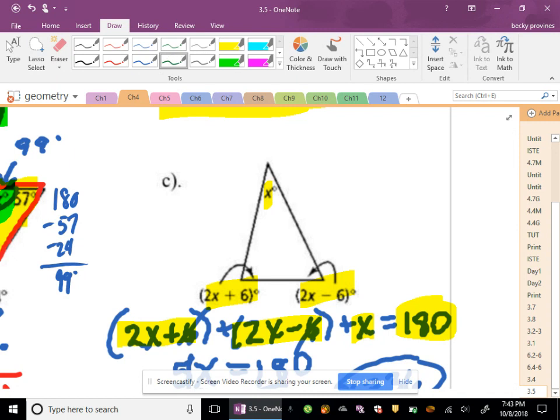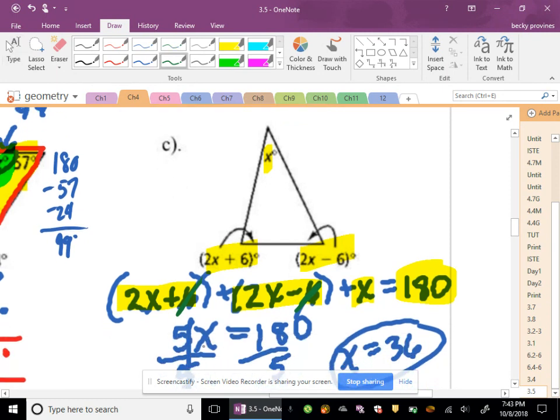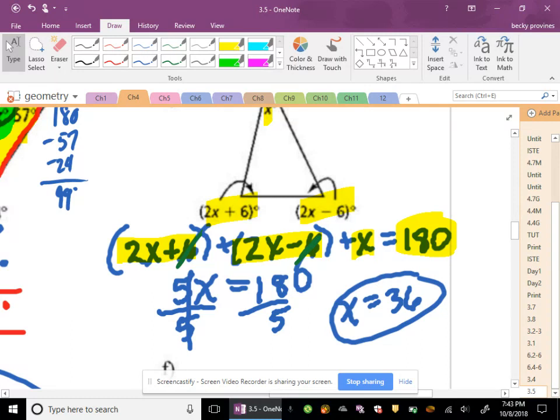So some of this cancels out pretty nicely. I have a positive 6 and a negative 6, and those just cancel out. So I'm left with 2x, 2x, and x. So that's a total of 5x. And it still equals your total of 180. And so when you divide by 5, you get 36.